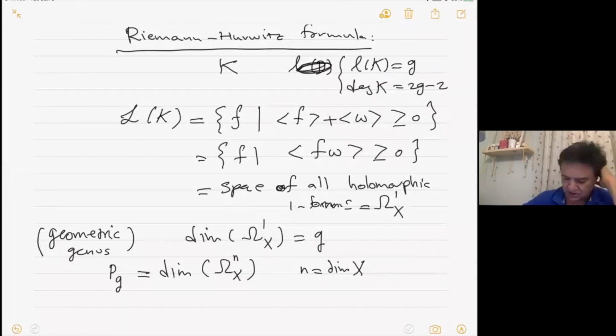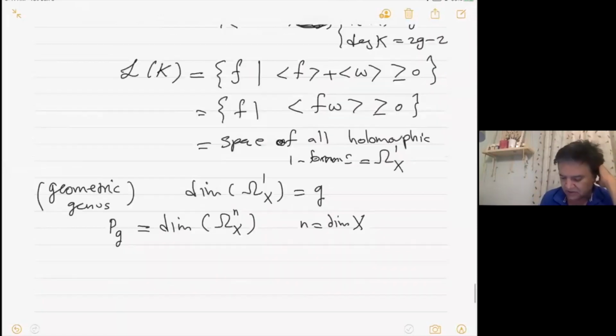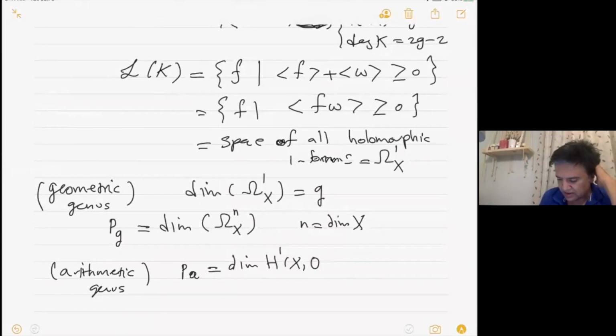as I said, the global sections of any bundle over a compact complex manifold are finite dimensional. And the name geometric is because there is another version of genus that is called arithmetic genus. In the case of a Riemann surface, it's the dimension of H^1(X, O_X). And in the case of higher dimensions, it's going to be more complicated. It's going to be something like an Euler characteristic. You have to take alternating sums of these dimensions. But this is the simplest.